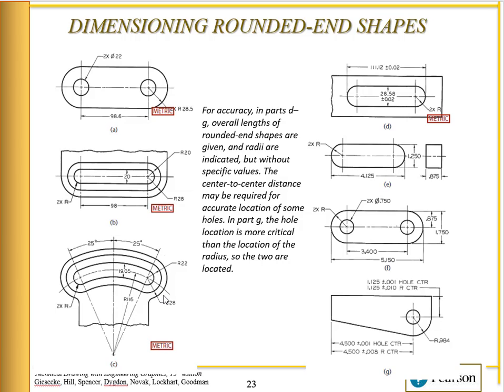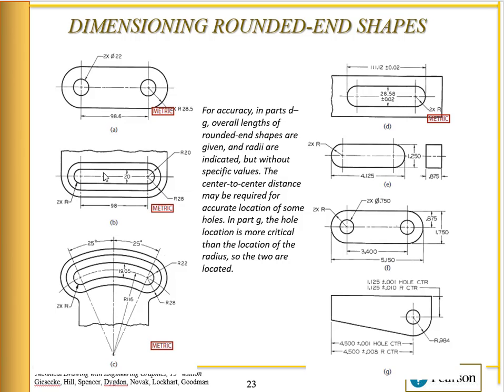If you look at this part here, everything is dimensioned in this view, other than the thickness of the part. You have the two hole sizes, you have the radius on the outside, and you get the distance between the holes. Everything else is defined. That's kind of like what we have here.